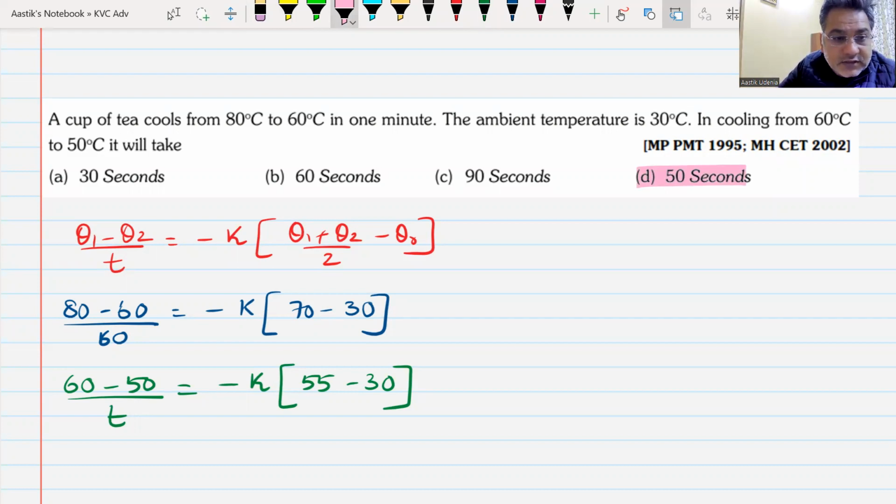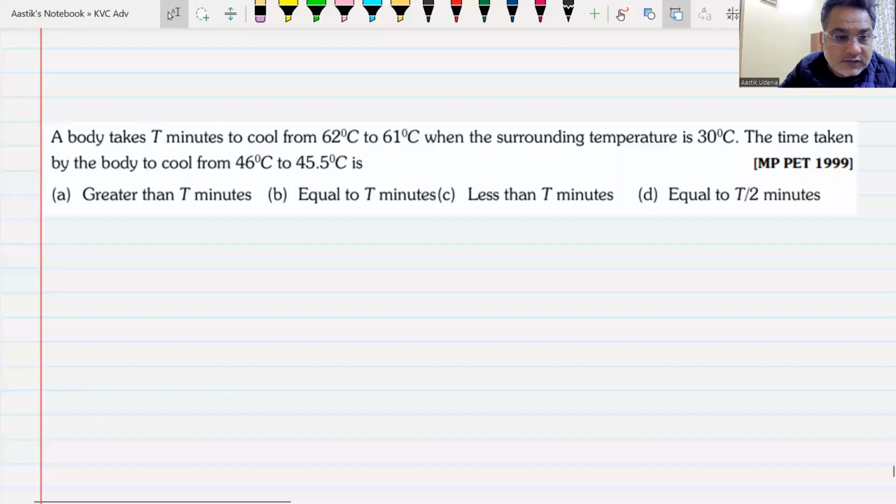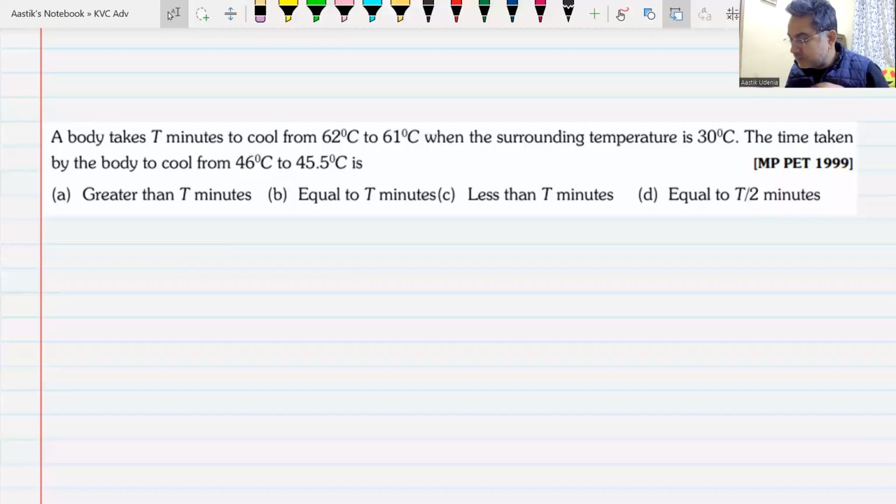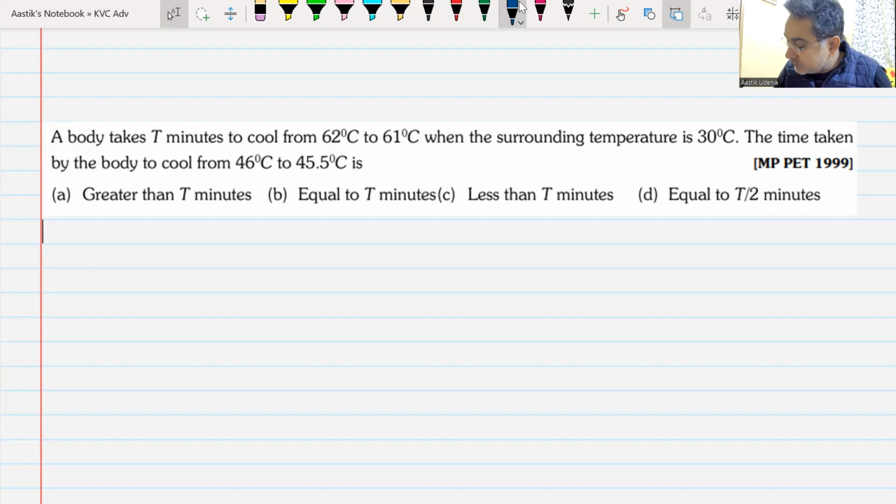Then we can solve this question. I'll give you 2 minutes, 3 minutes. The body takes 3 minutes to cool from 62 to 61 when the surrounding temperature is 30 degrees Celsius. Find the time taken to cool from 46 to 45.5. So how are we supposed to do this? We are going to make the first equation.